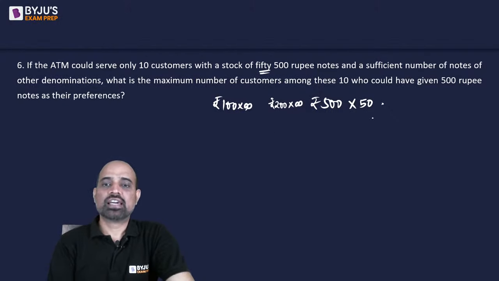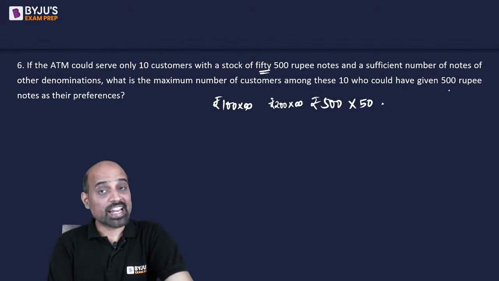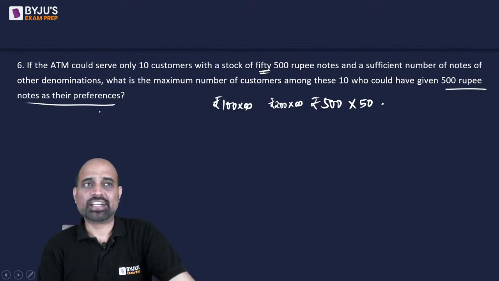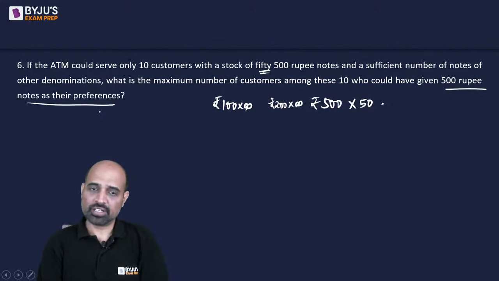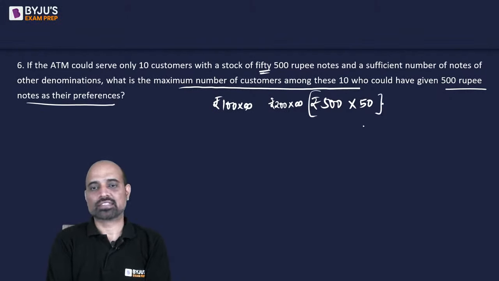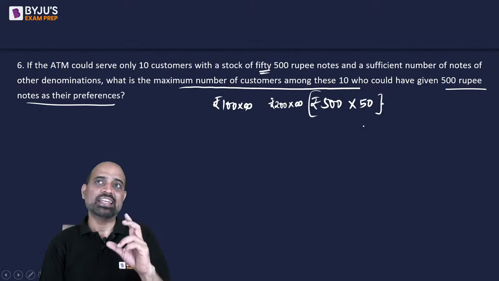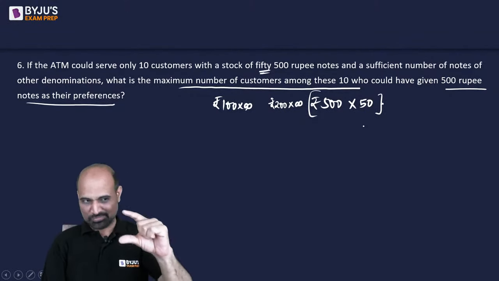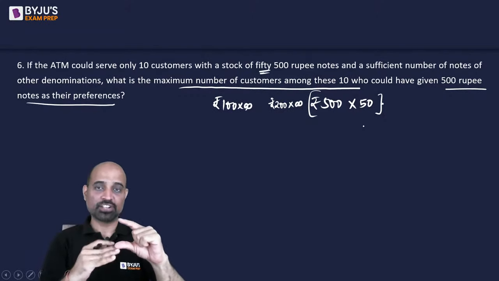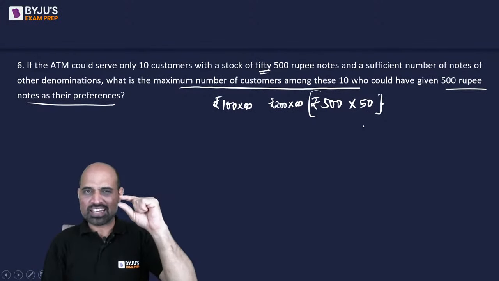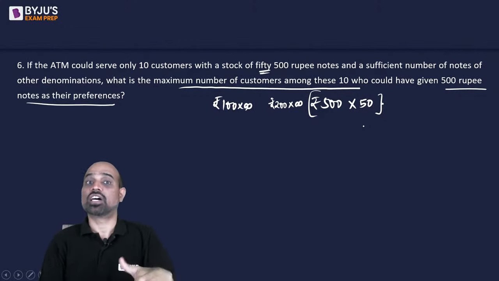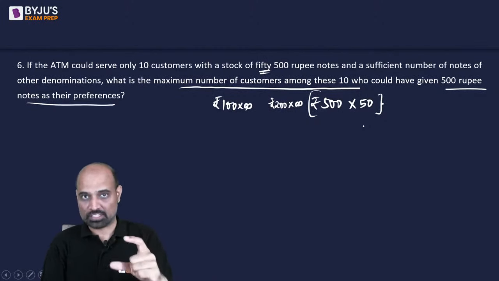Now the question is, if somebody gives the ATM 500 rupee notes as their preference, meaning the quantity of 500 rupee notes is more than the sum of notes of 100 and 200, then what is the maximum number of customers we can cater to? See, 50 notes of 500 rupees is fixed. If I want the maximum number of people whose preference of 500 is catered, every person should get as few 500 rupee notes as possible. The fewer we give, the more people will get, because the total number of notes is fixed, right?